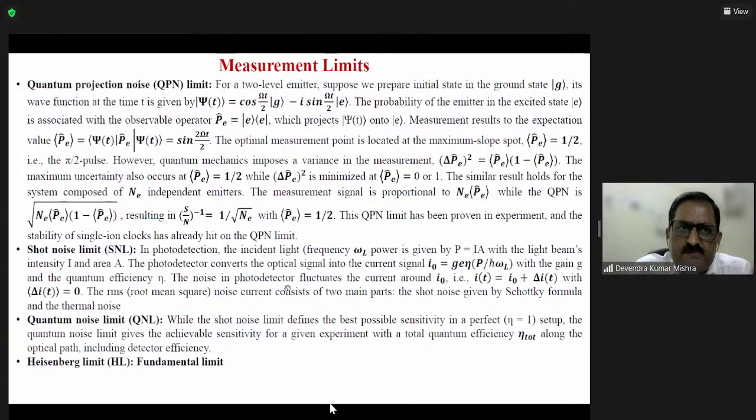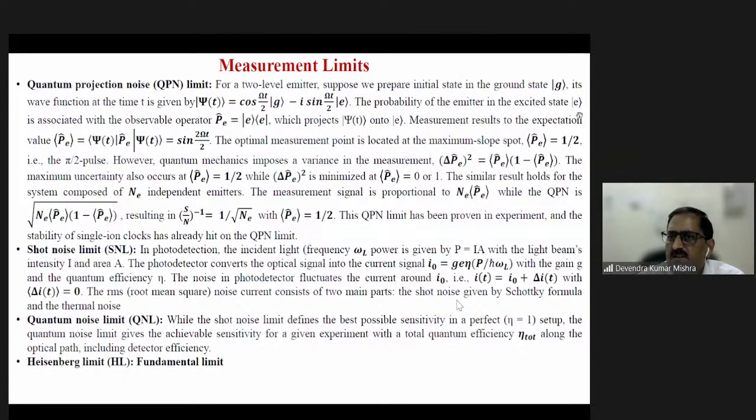As we have discussed, there are different limits in the measurement stage. The first one is the quantum projection noise limit for a two-level emitter. Suppose we prepare the initial state in the ground state ket G. Its wave function at time t is given by ket psi, which is equal to cos(omega t by 2) ket G minus i sine(omega t by 2) ket E.